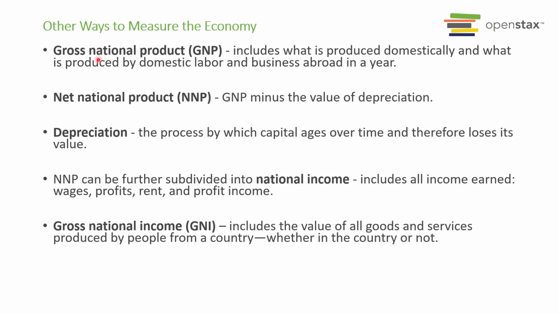Gross national product looks at the nationality of a worker or the nationality of a company. And so this includes what is produced domestically and what is produced by domestic labor and businesses abroad in a year. This excludes the production of foreign people and foreign companies within our border. All right, so that's an important distinction. Here's the key word here, national. Think of nationality.